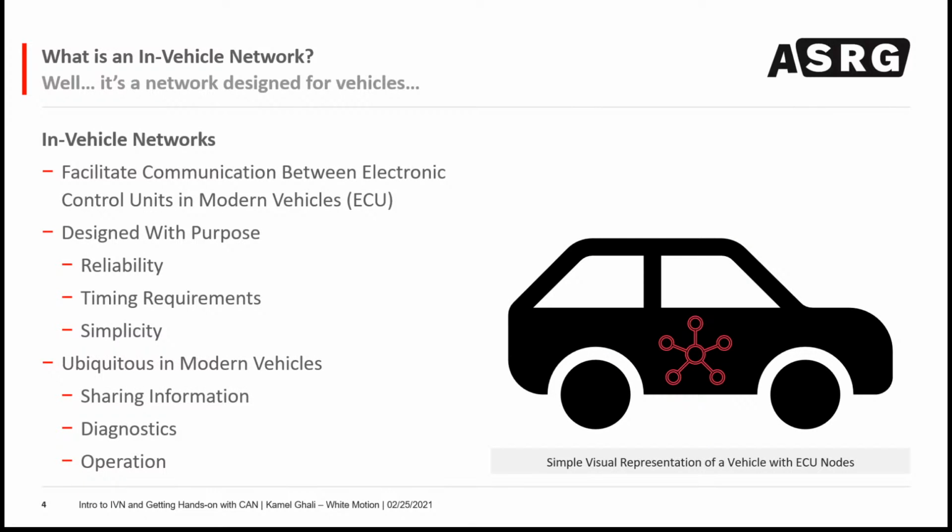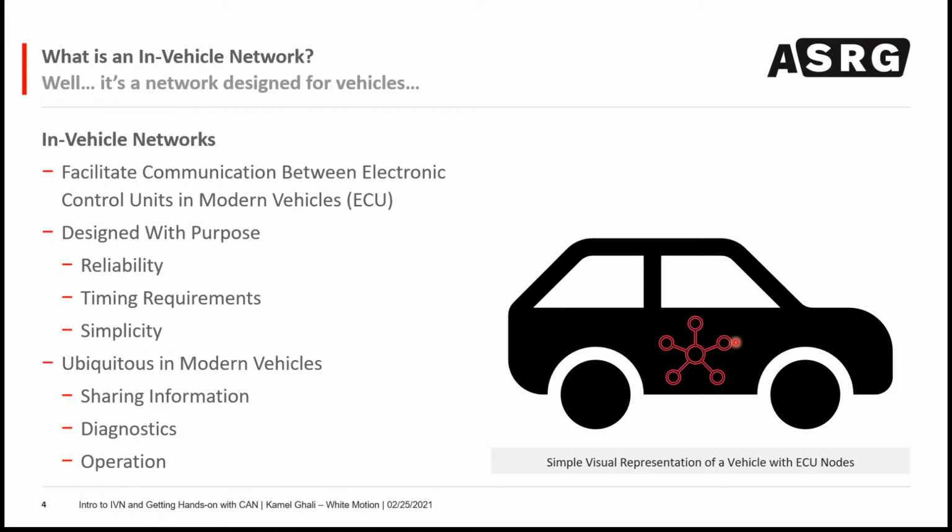So what is an in-vehicle network? Simply put, it is a network designed for vehicles. Modern vehicles are filled with control units that we call ECUs, electronic control units. This diagram attempts to illustrate what I mean by an electronic control unit. You can see different nodes or microcontrollers inside a vehicle that are connected to one another and need to communicate. An in-vehicle network is a networking technology specifically designed for these smaller purpose-driven electronic control units that go inside vehicles.